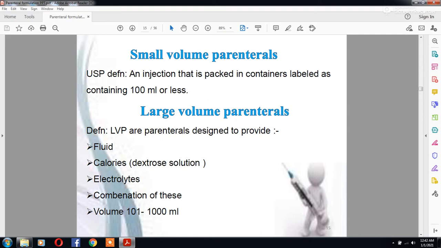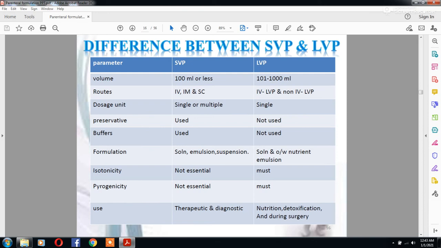They provide calories like dextrose solution, electrolytes, and combinations of these. The volume is from 101 to 1000 ml, while small volume parenterals contain 100 ml or less. So we can easily differentiate between small volume parenterals and large volume parenterals. These are the parameters. The volume of small volume parenterals is 100 ml or less. In LVP, the volume is 101 to 1000 ml.